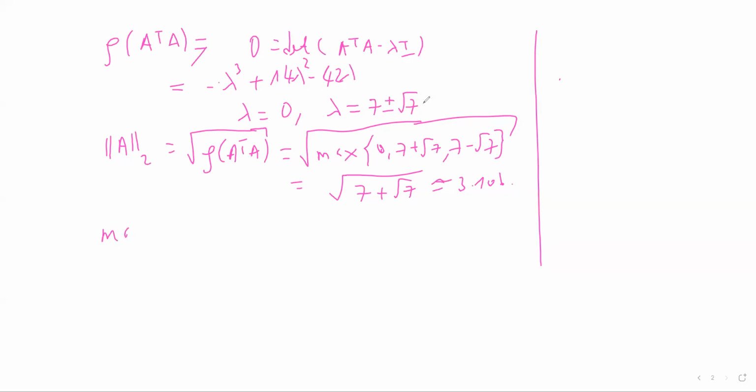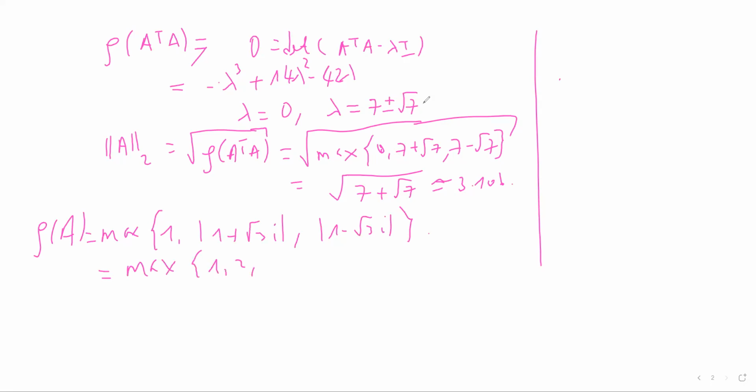If you have this one where you have the maximum of maybe 1, then you take the modulus, if it's a complex number, and then 1 minus square root of 3i. So you try to take the modulus. This one you get the maximum of 1, 2, 2. In such an example, you know that the maximum is 2.